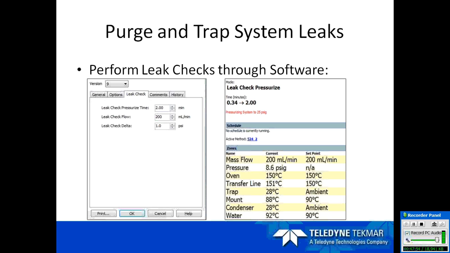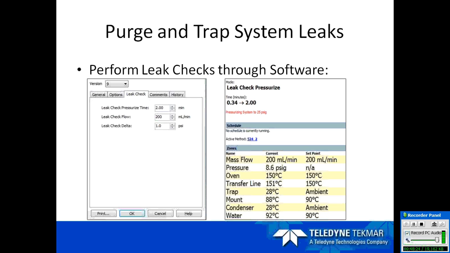And you never want to really change your leak check delta, because the larger your leak check delta is, the more leak you have. You want to keep it at 1 or below, which is good. Anything below 0.5 delta, the leak check is great for the system. It means it's very leak tight. Then on the right is just a screen capture showing that the system is pressurizing up to 25 psi, and that has to reach the set point before 2 minutes is up.